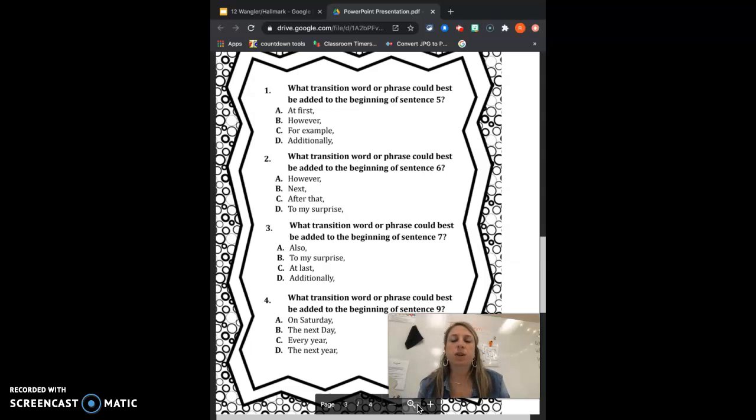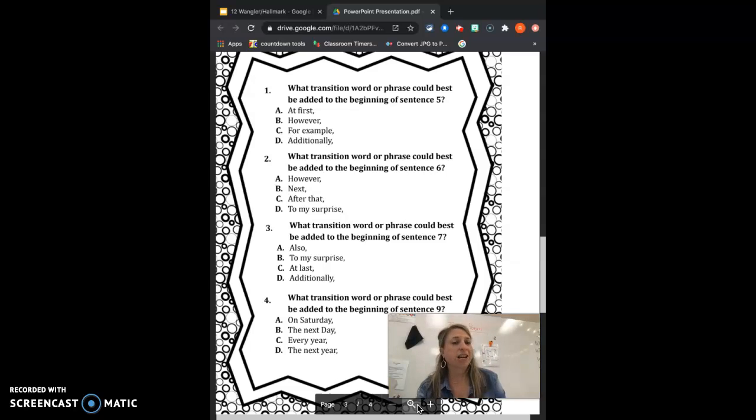It says, what transition word or phrase could best be added to the beginning of sentence 5? So in order to add a transition word, I have to read the sentence before it. I have to know what's happening first before I insert a sentence. So let's read sentence 4 and 5. It all started when Grandma made it for my 8th birthday. I was a little disappointed not to have a cake with Ninja Turtles on it, but disappointment soon turned into pure happiness. Okay, so what would be a good transition word?